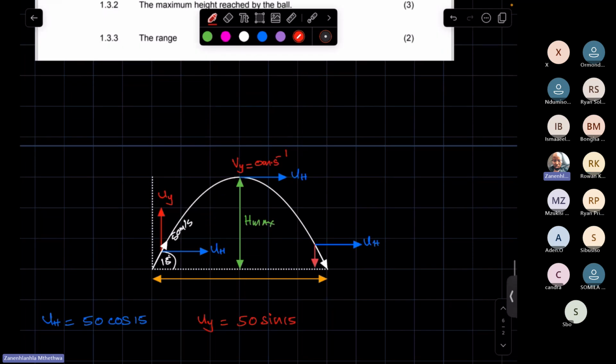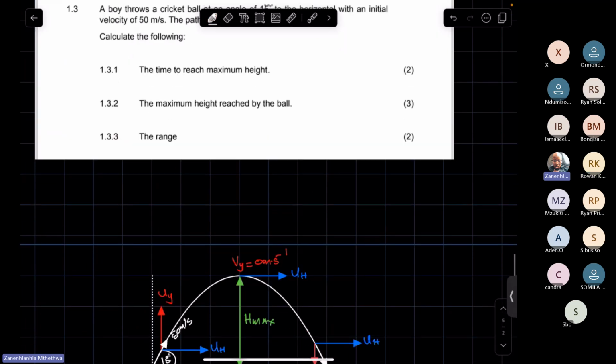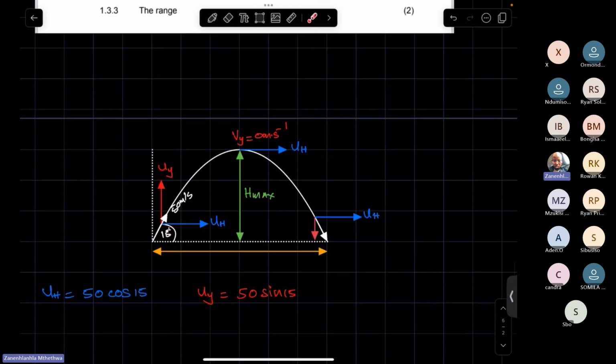Now we look at the questions. Calculate the time to reach the maximum height. So one has to calculate the time it took for the ball to move from this point to the maximum height. Essentially that's A, take this as B, and take this as C. So they want us to calculate the time it took for the ball to move from A to B.